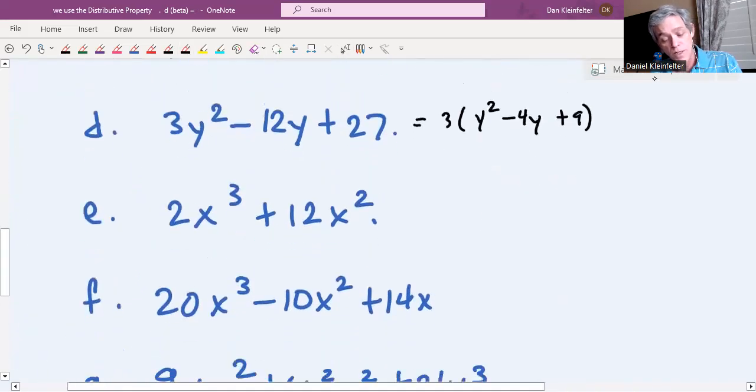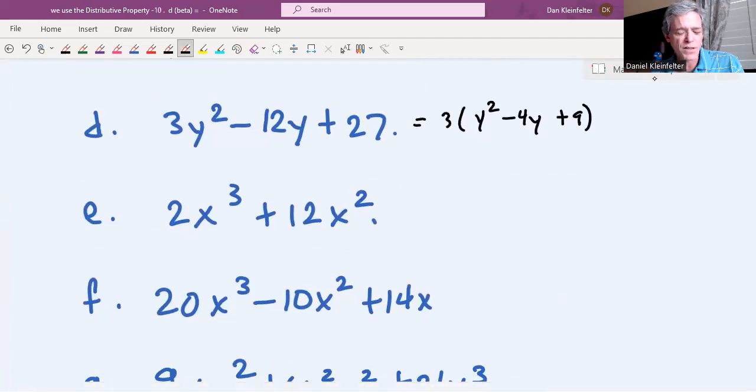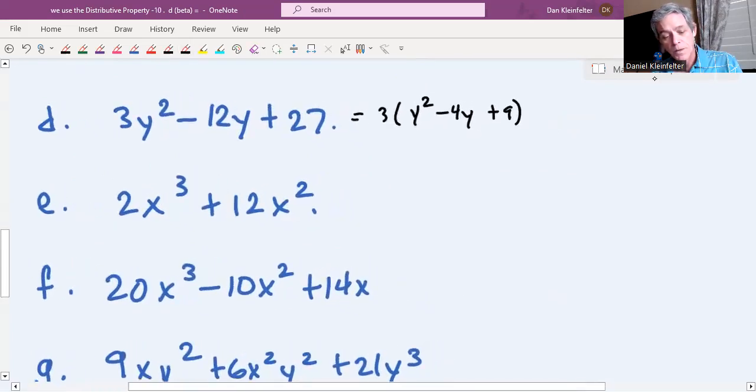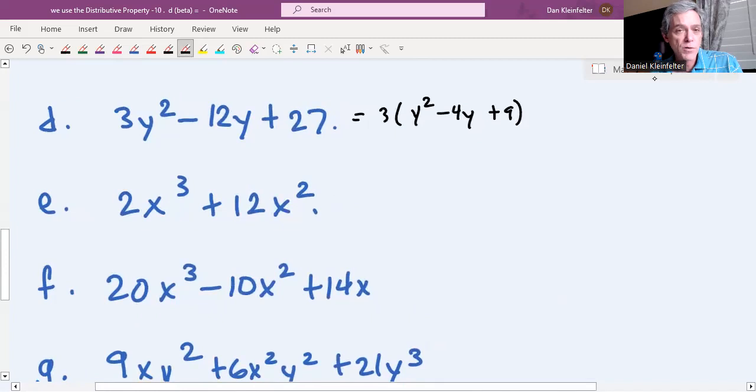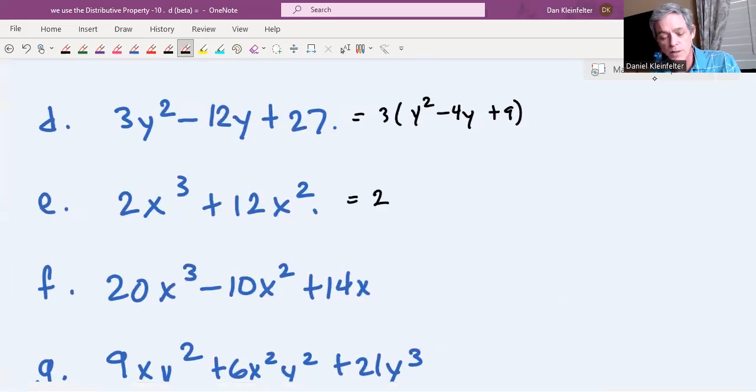Okay, here are two more to try. E and F. Take a minute, pause the video, and try these two yourself, and then restart the video and see how you did. Okay, for E, 2 and 12 both have 2 as a common factor, so we'll factor out the 2.